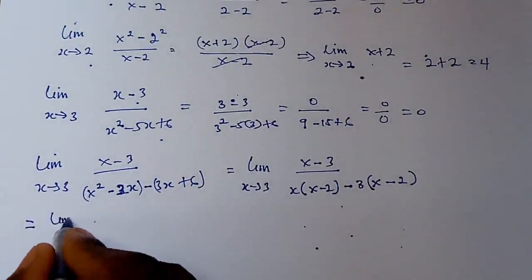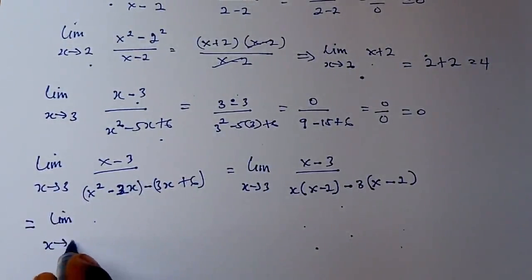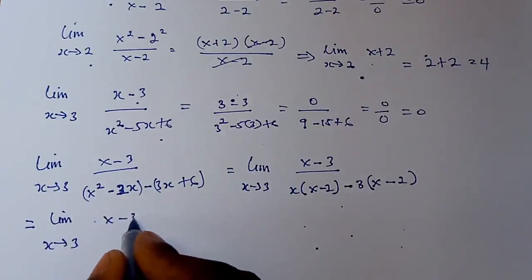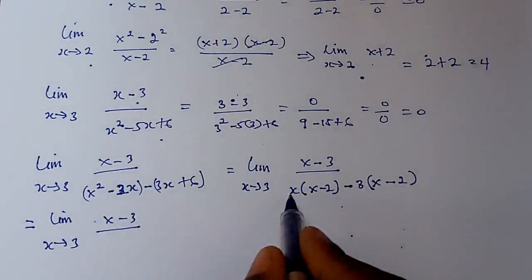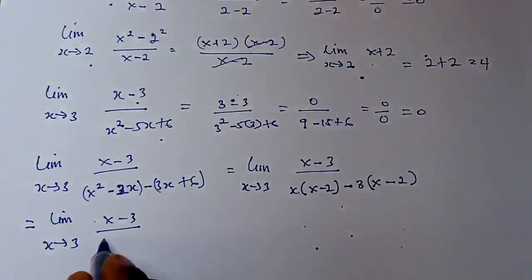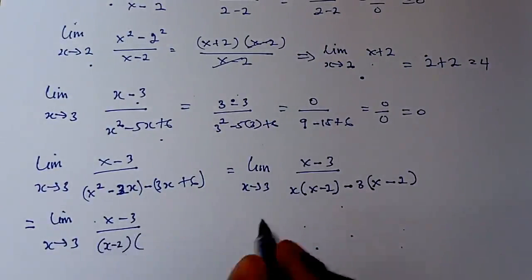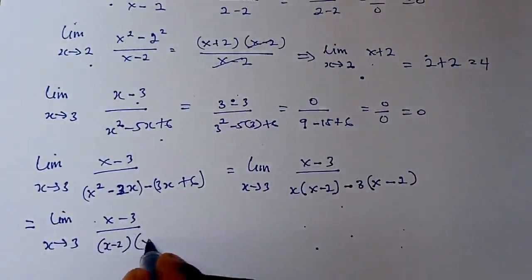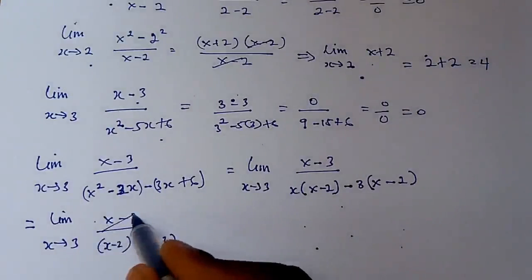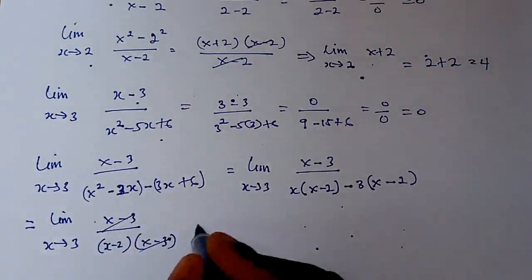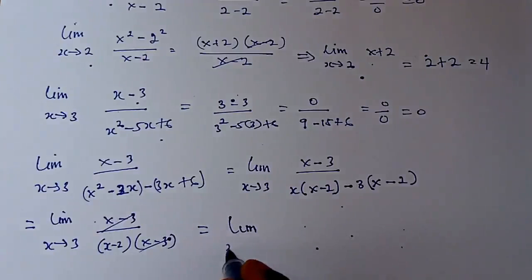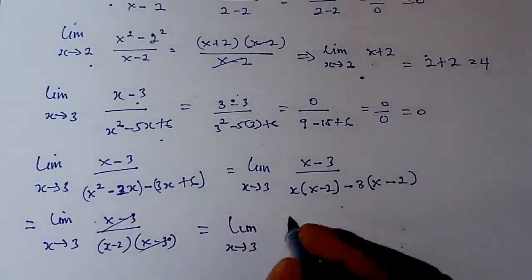Our limit as x approaches 3 will be x minus 3 all over x minus 2 times x minus 3. We have x minus 2 here, x minus 2 here, so we just pick one, and then x minus 3 together. In a simple way, you can see that x minus 3 on top and x minus 3 on the bottom can cancel out.